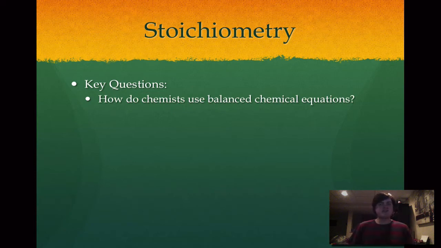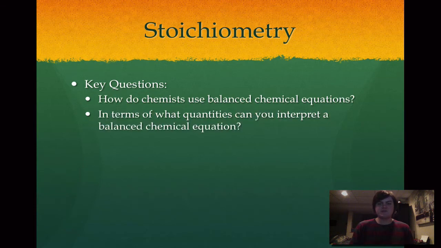What information does it contain? What questions can it help us answer? And how can we get the most use out of that balanced chemical equation?